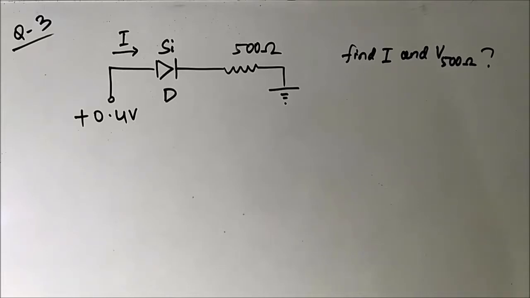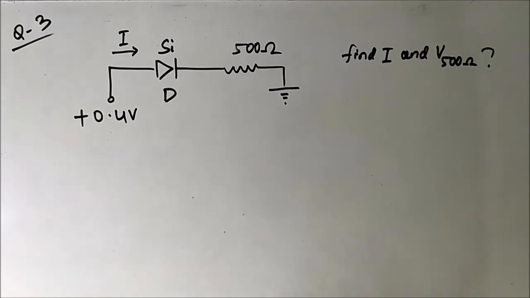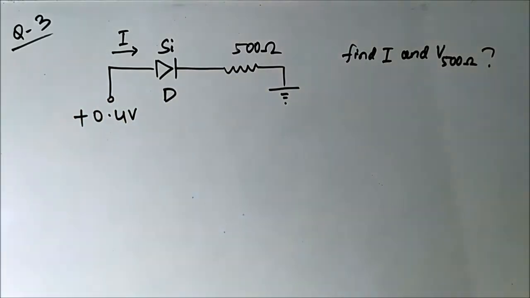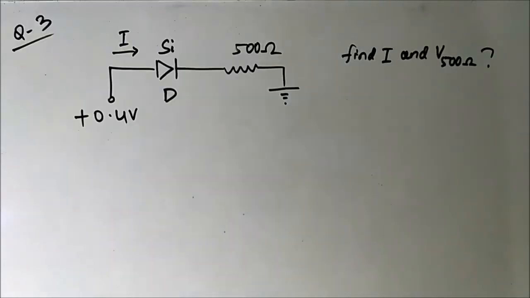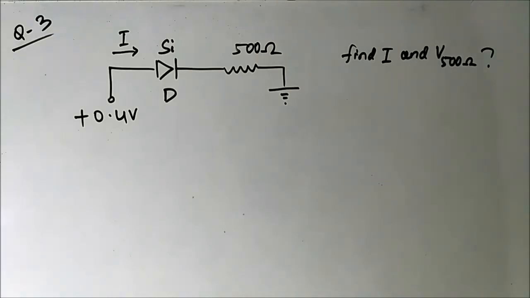So this is the third question related to diode connections, and this is the circuit that we have. Again, it has a silicon diode. The P end is connected to 0.4 volt, and it has a 500 ohm resistance, and it has been asked to find the value of this current I and the voltage drop across the 500 ohm resistor.